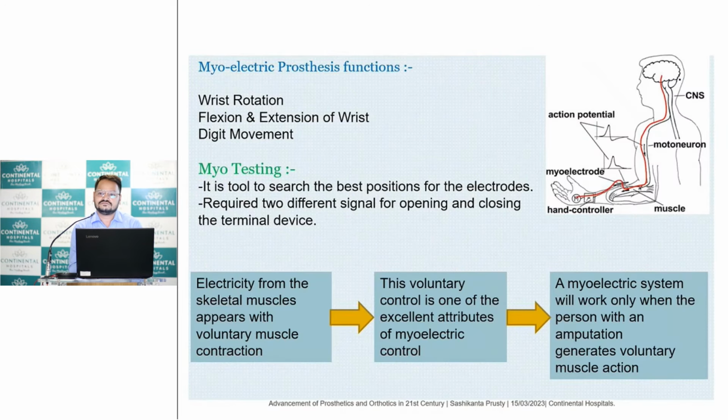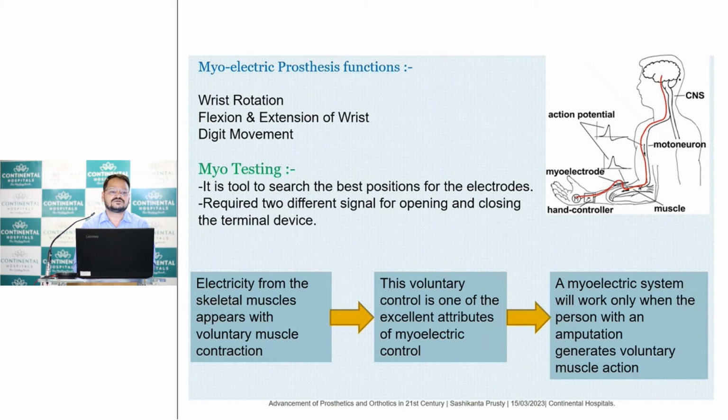Further, how does a bionic arm, an electronic hand or a myoelectric hand work? Myoelectric prosthesis functions are basically wrist rotation, flexion and extension of the wrist, and digit movement. Digit movement is either a three-gesture prehension or five-finger movement. How does this functionality work? We have myotesting. In very simple language, we take the action potential available on the muscle using surface electrodes. We have different kinds of electrodes, like needle electrodes or surface electrodes, but we don't go beneath the skin; we take it over the skin itself with surface electrodes.